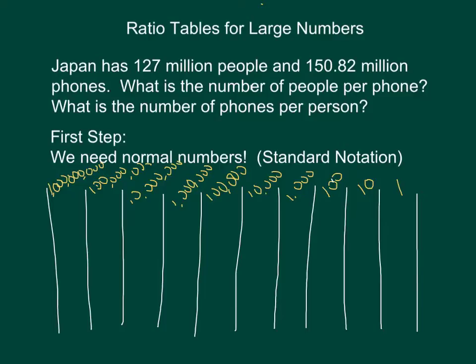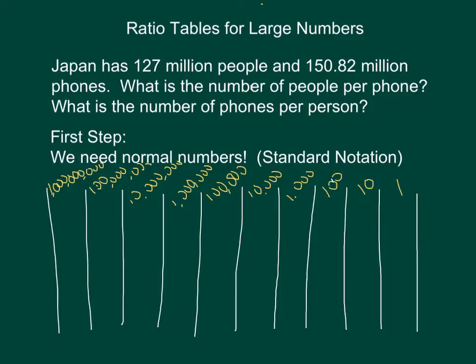As you can see, this problem actually has two different problems you have to solve in order to be done. But the first step is to get normal numbers, which is standard notation, because I can't type 127 million into my calculator. Not with words anyway. So what I need to do is turn them into regular numbers. The way I'm going to do this is I'm going to look at the word million. Now I'm going to go to where the millions place is.